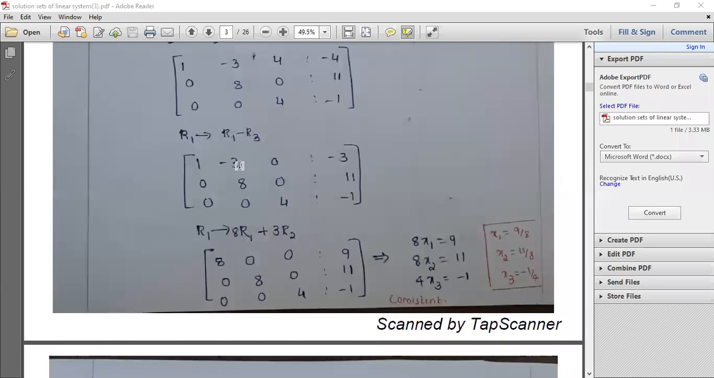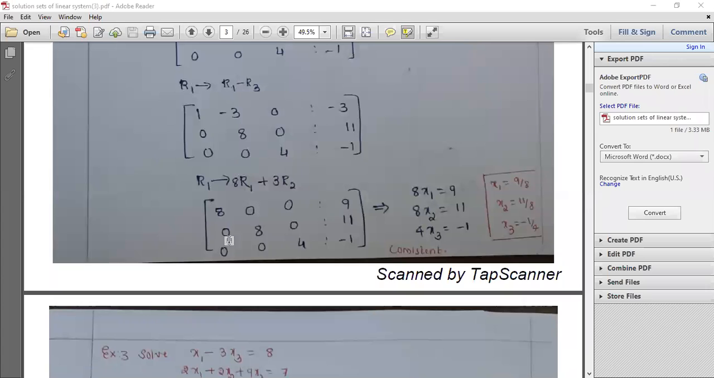So now what do we do? Again, I want to make this term 0. Take the help of this R2. You multiply this with 8 and this with 3, and you'll get this term as 0. So by doing that, I've got this: 8, 0, 0, then 0, 8, 0 and 0, 0, 4, and this is my last column.